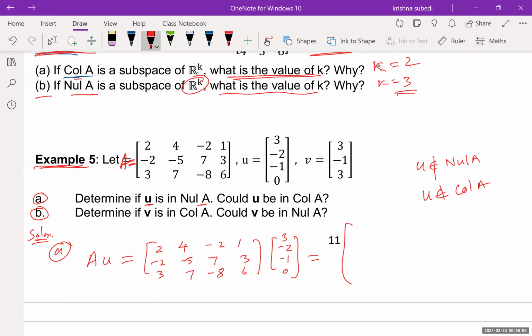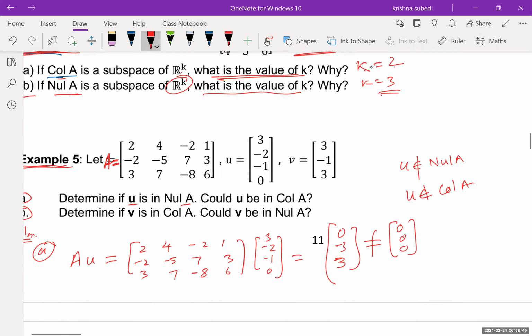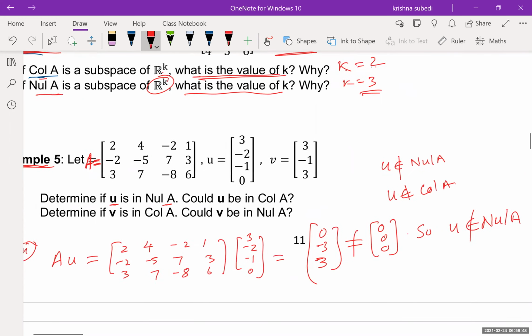What is the product? When I multiply them, I get 0, -3, and 3, which is not equal to 0. So U does not belong to the null space of A. It's that simple.